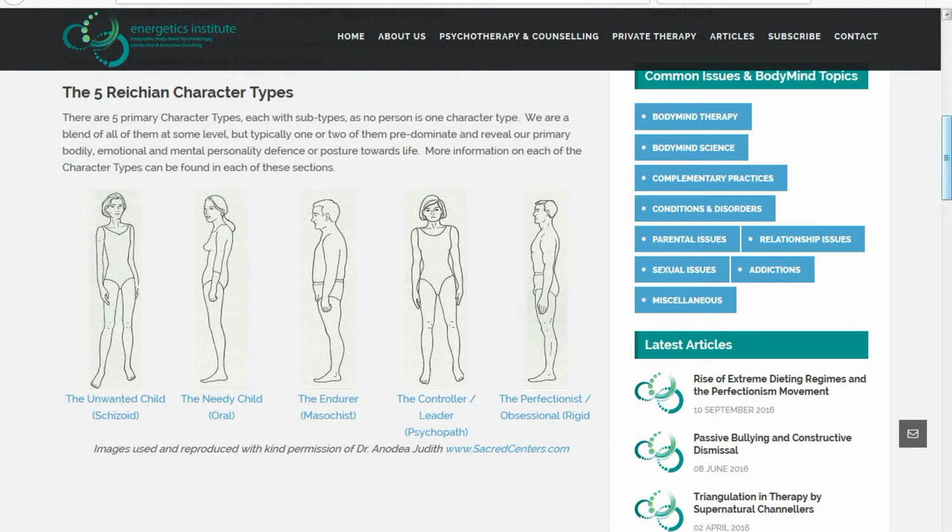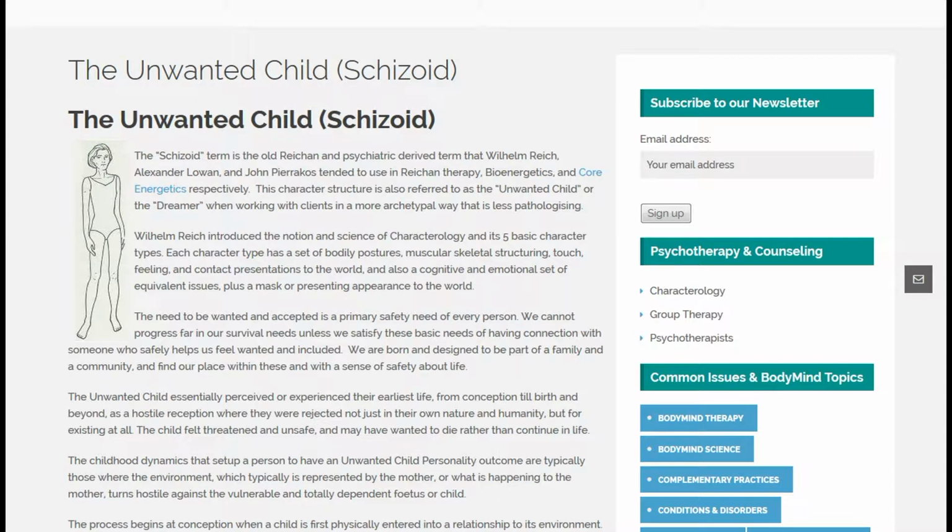So schizoid or unwanted child leaving pattern would be the closest type for me. And I'm curious why it's nicknamed the unwanted child. "The unwanted child essentially perceives or experiences their earliest life from conception till birth and beyond as a hostile reception where they were rejected not just in their own nature and humanity, but for existing at all. The child felt threatened and unsafe and may have wanted to die rather than continue in life. The childhood dynamics that set up a person to have an unwanted child personality outcome are typically those where the environment, which typically is represented by the mother, or what is happening to the mother, turns hostile against the vulnerable and totally dependent fetus or child."